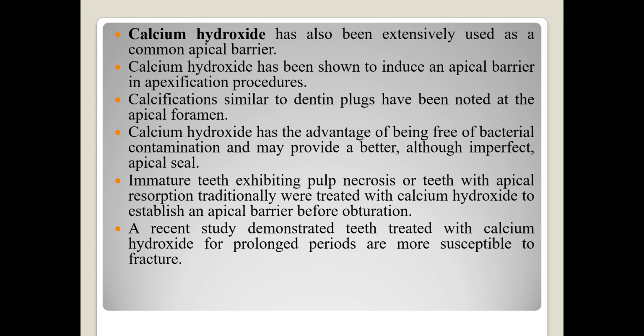Calcium hydroxide has also been extensively used as a common apical barrier. Calcium hydroxide has been shown to induce an apical barrier in apexification procedures. Calcification similar to dentine plugs has been noted at the apical foramen. Calcium hydroxide has the advantage of being free of bacterial contamination and may provide a better, although imperfect, apical seal.